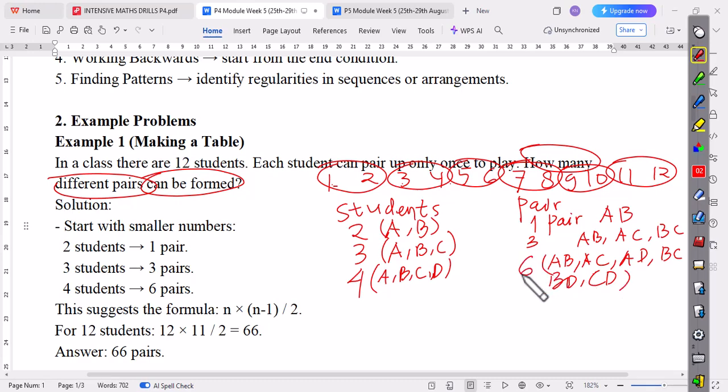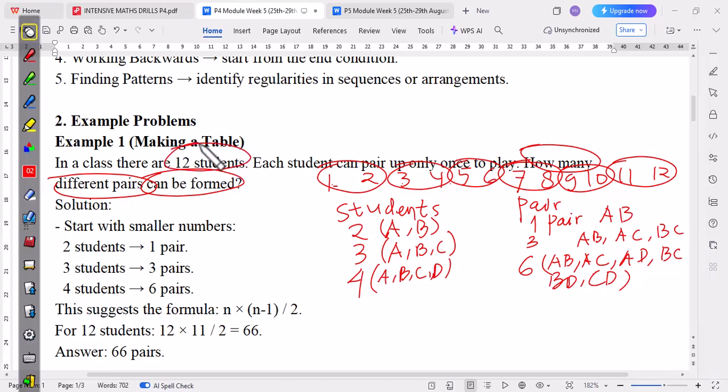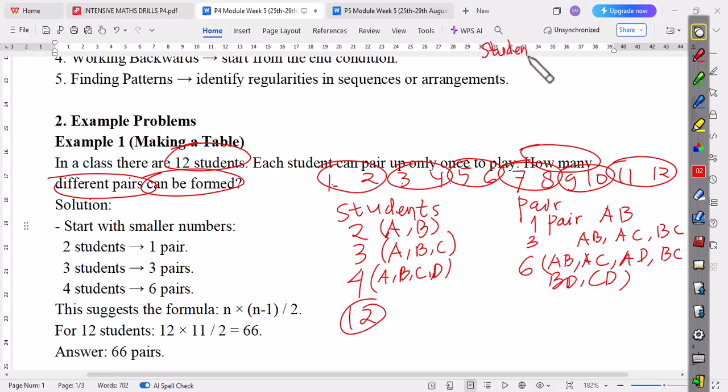Now, what if we have the case of 12 students? If we make a list up to 12 students, it will take a lot of time. So let's look at the pattern of this table. From the table we have students. Okay, let's erase this one first.